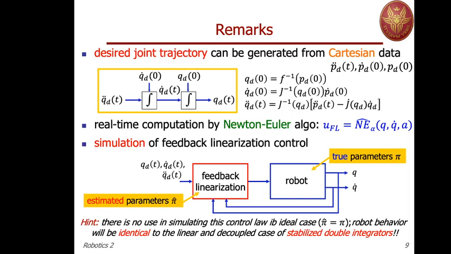So it makes no sense at all, and I would discourage any young researcher or student from doing this, unless you introduce some perturbation, some practical uncertainty on the parameters. So even if you are in simulation, you can assume that the robot in blue has some true parameters, and you have a 10% error on these parameters while you're computing the feedback linearization control. And then you can see the actual performance of the system, which will typically be different from that of the ideal case.